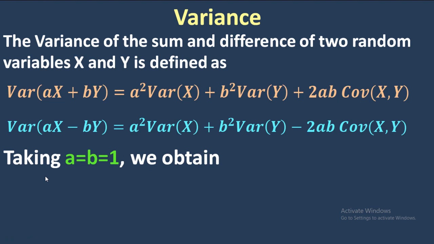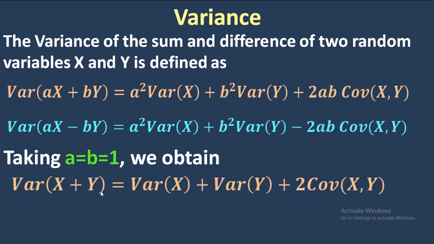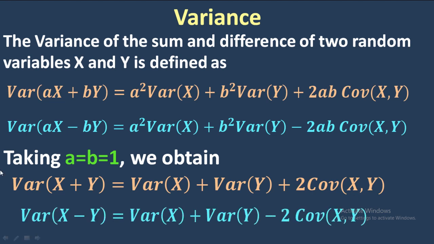We obtain, what happens for these two definitions? Variance of x plus y is equal to variance of x plus variance of y plus 2 times covariance of x comma y. Similarly for the difference, variance of x minus y is equal to variance of x plus variance of y minus 2 times covariance of x comma y.